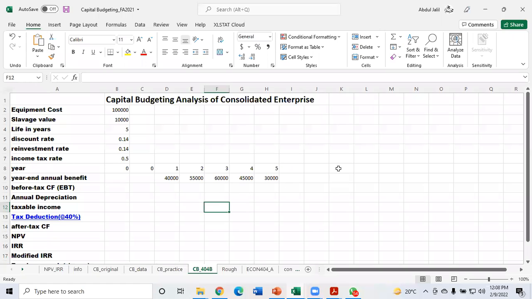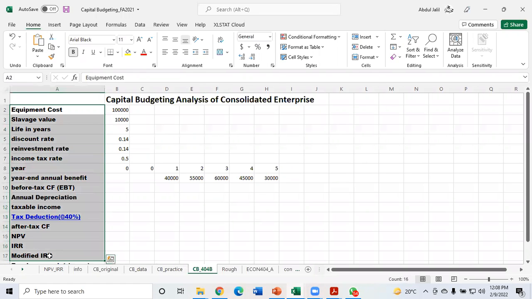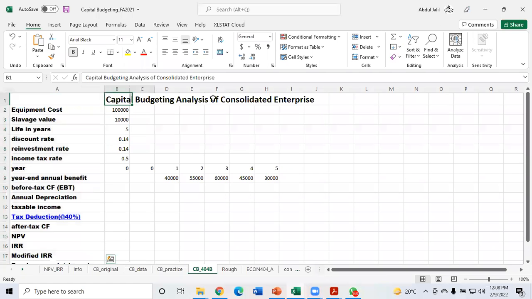Yes, sir. Last time I mentioned that this information is already available to you, so you have to copy it or incorporate it in your Excel sheet. You should name the sheet capital budgeting analysis, and whatever company or enterprise you are talking about, you can name it. This is the example, therefore I use the same example name, consolidated enterprise. You will use your company name whenever you are doing this kind of analysis with your company data.